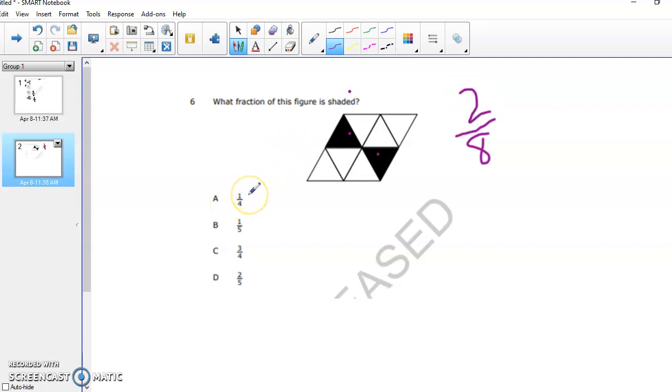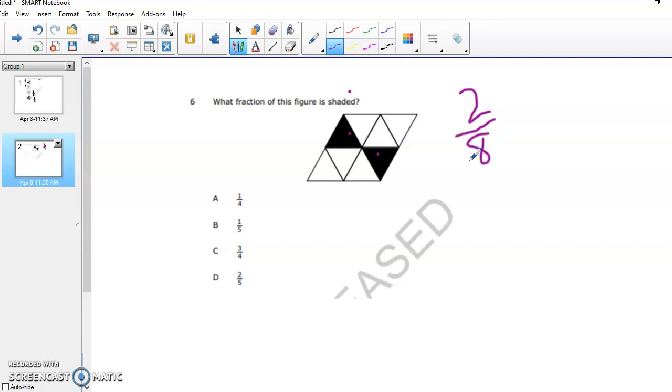Well, 1/4. It's not 2/8. 1/5, not 2/8. 3/4, not 2/8. And 2/5, not 2/8. So if I don't see the answer that I know is correct, that means I must have an equivalent fraction, a fraction that is equal. So I want to start by thinking, is there a way for me to take 8 pieces and turn them into 4 pieces, or 4 pieces and turn them into 8 pieces? Well, I hope you know from your skip counting that if you skip count by 4s, you get 8.